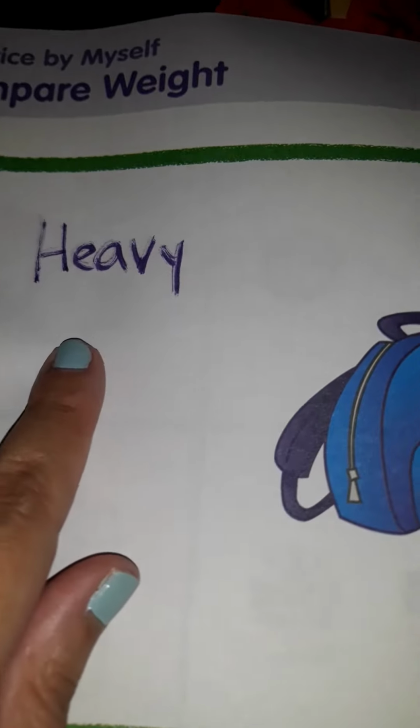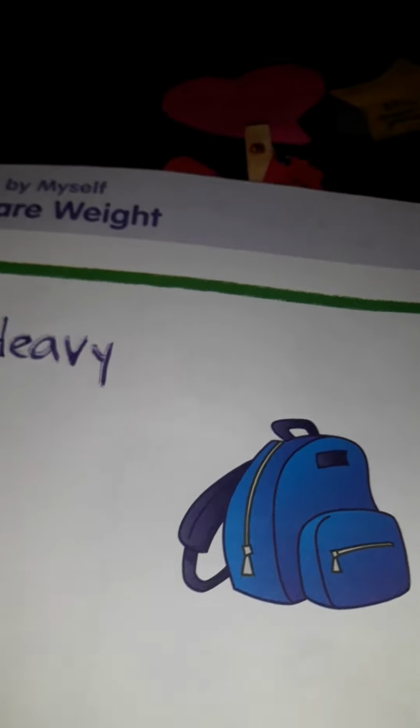Okay, and then the following page, which is the last page on weight, you're going to draw an object that is heavier than an empty backpack. And you're going to draw something else that is lighter than an empty backpack. Okay, so you are comparing weights. Now, what's most important about this whole lesson is just understanding what heavy means and what light means, and then understanding what is heavier and what is lighter when you are comparing objects to one another.